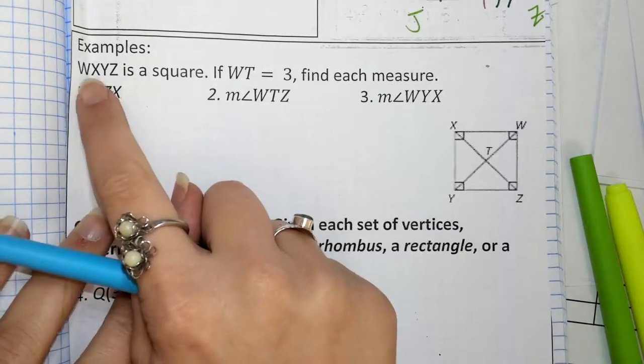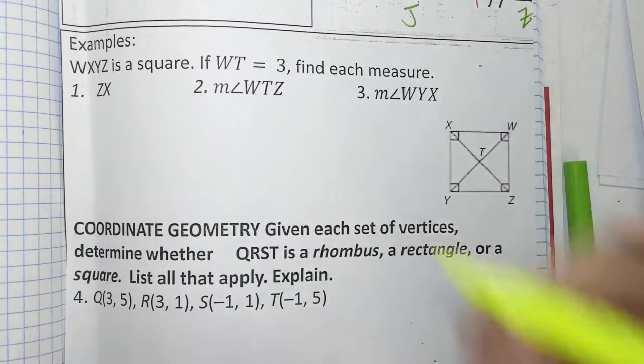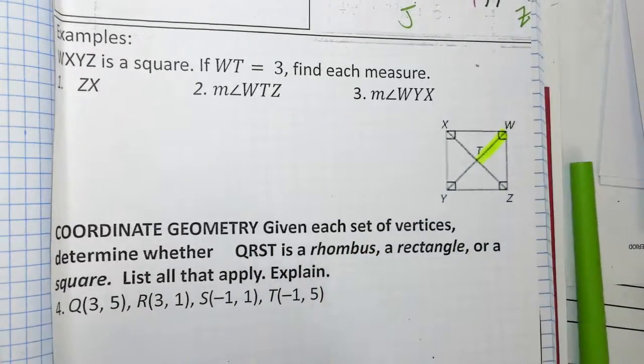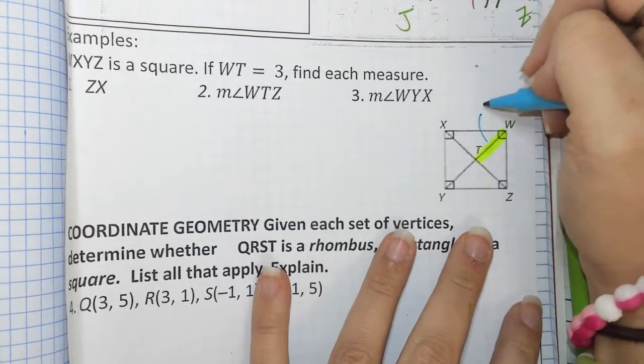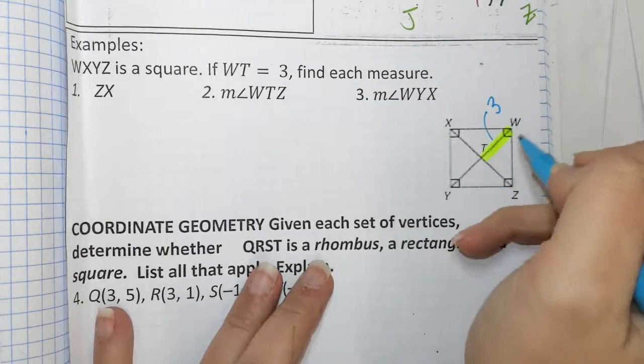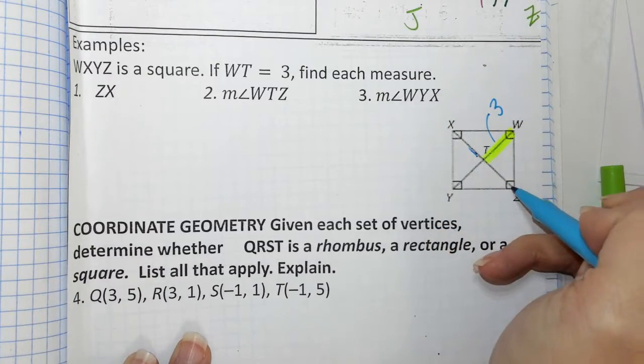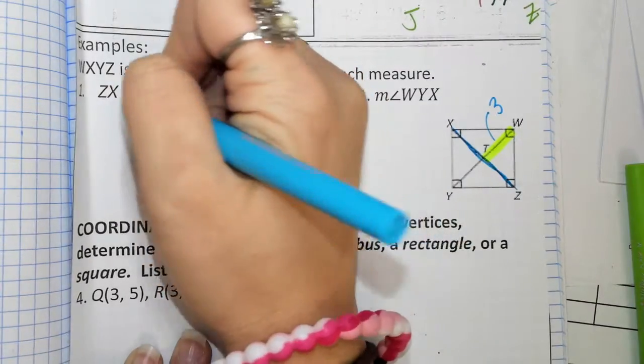All right, so this says that WXYZ is a square. Now let's highlight what they gave us, like we've been doing. If WT is 3, find each measure. ZX is not 3. ZX is 6. Why is it 6? Because it's the whole length. All of these are congruent, as we showed up there, but this is only half. So that would only give us half of this, and it's asking for the whole thing. So the whole thing would be 6.